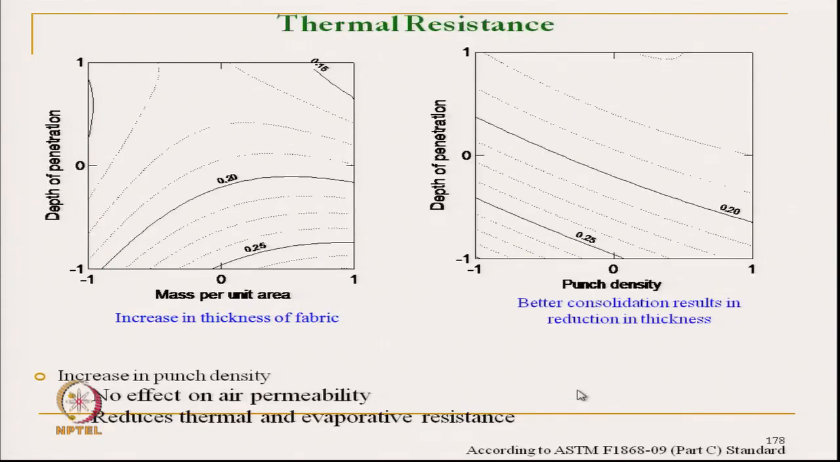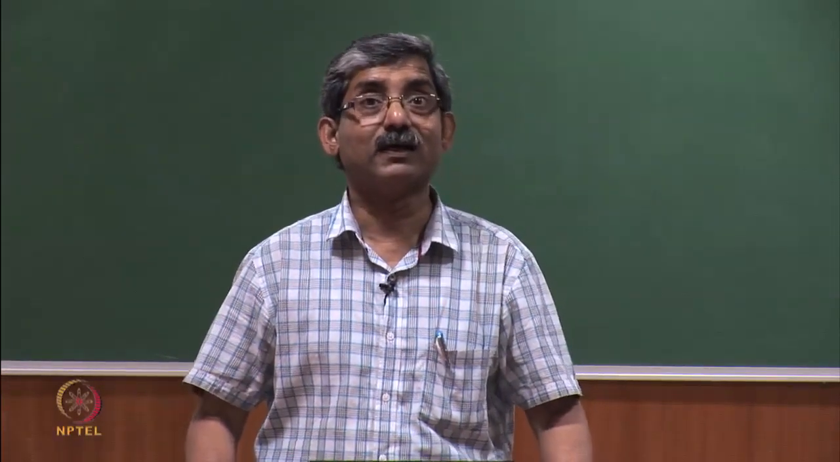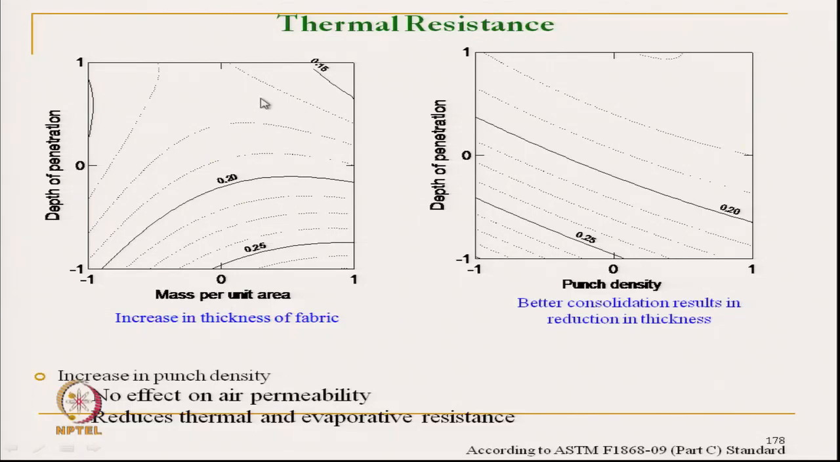So, in the next picture we can see that if we increase mass per unit area, it shows an increase in the thermal resistance. But an increase in depth of penetration reduces the thermal resistance, which is interesting. Keeping the mass per unit area the same, if we increase the depth of penetration or the density of needle punching, we have observed that the thermal resistance decreases significantly.